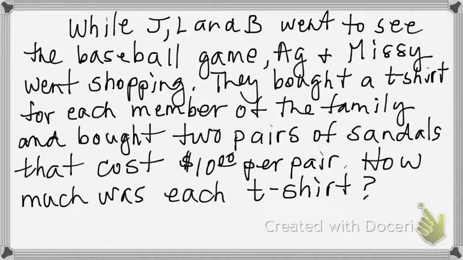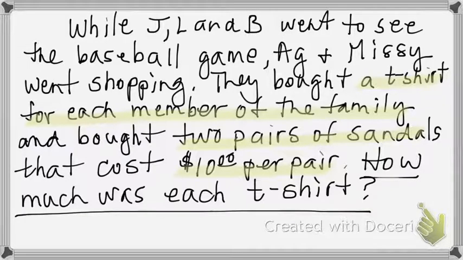So let me read this scenario for you. While John, Louie, and Bonnie went to see the baseball game, Ag and Missy went shopping. They bought a T-shirt for each member of the family. Very important to know, each member of the family, and bought 2 pairs of sandals, and that cost $10 per pair. Now, what they want us to solve for here is how much was each T-shirt.